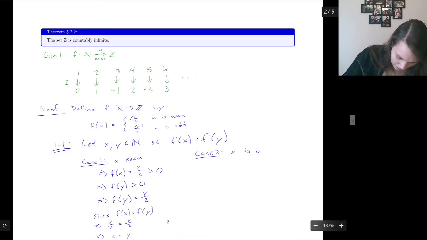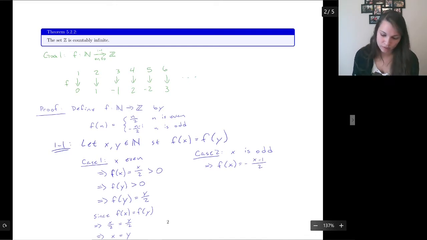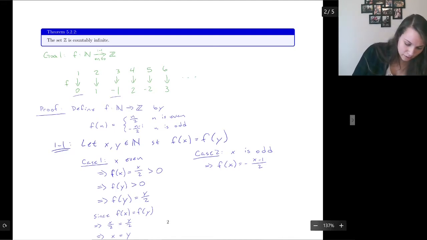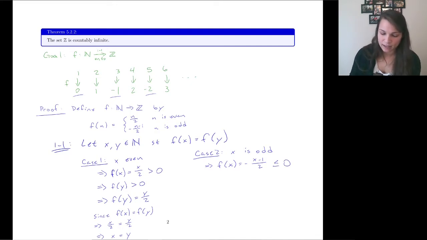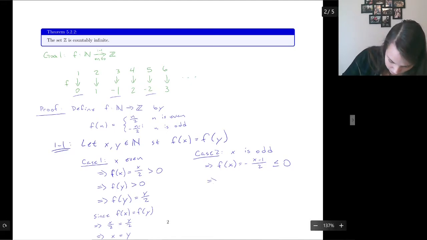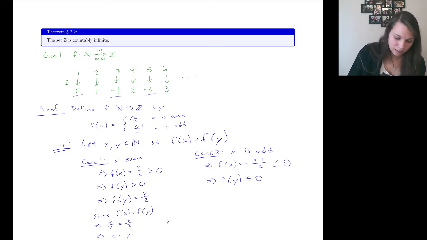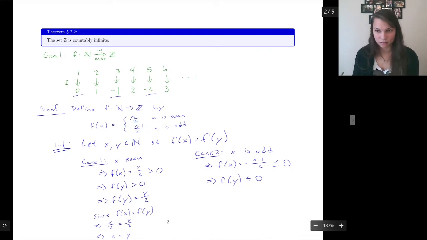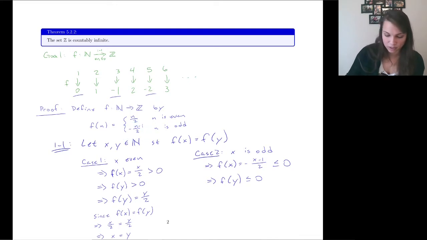x is odd. So that means that f of x is equal to negative x minus 1 over 2. And that's going to be less than or equal to 0, right? 0, negative 1, negative 2. And now again, we're going to use the fact that f of x is equal to f of y. So f of y is also less than or equal to 0. That means its output is of this form, because that's the only way we're going to end up with less than or equal to 0. The other one was positive.